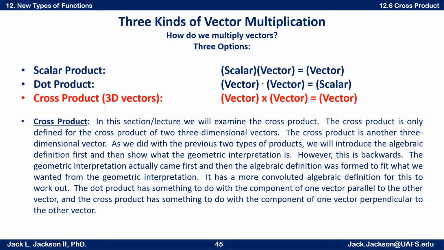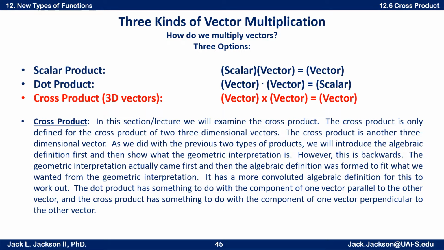The cross product is only defined for two three-dimensional vectors. In contrast, the scalar multiple is a scalar times any vector, no matter what dimension. And the dot product is defined as long as the two vectors have the same dimension. But the cross product, we're only going to define if both of the vectors are three-dimensional vectors. And so the cross product of two 3D vectors is in fact a 3D vector.